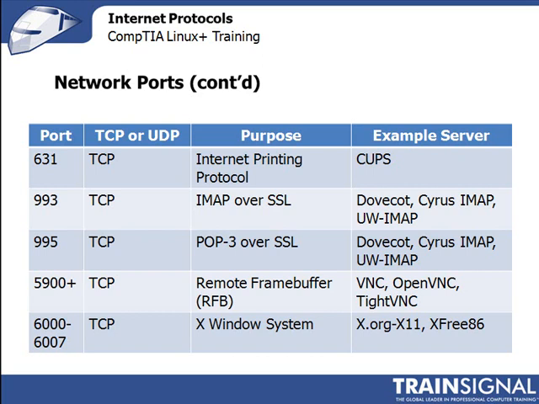Next, we have 5900 plus, which uses TCP, and its purpose is Remote Frame Buffer. Example servers are VNC, and also OpenVNC and TightVNC. And finally, we have ports in the range of 6000 to 6007, which use TCP, and their purpose is the X Windows system, and the example servers are x.org, x11, and XFree86, the servers that we learned about in the X11 installation and configuration lesson.